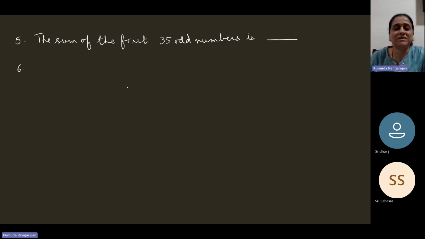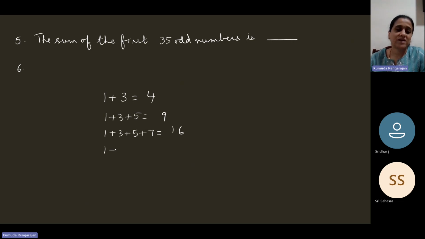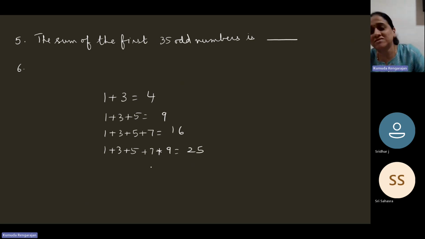Okay, let me write something. This is the sum of the first two odd numbers. This is the sum of the first three odd numbers. This is the sum of the first four odd numbers. This is the sum of the first five odd numbers. So what will be the sum of the first 35 odd numbers?